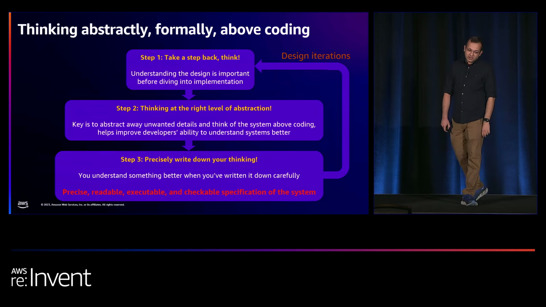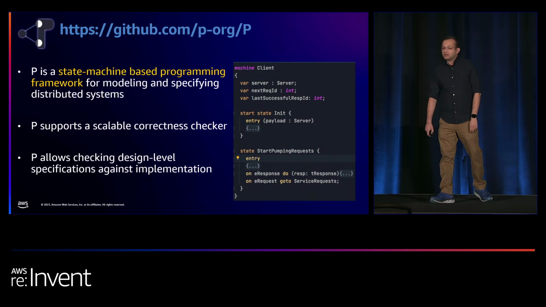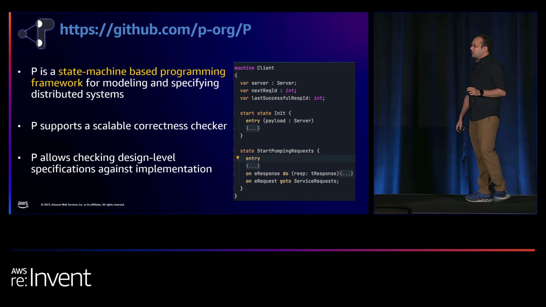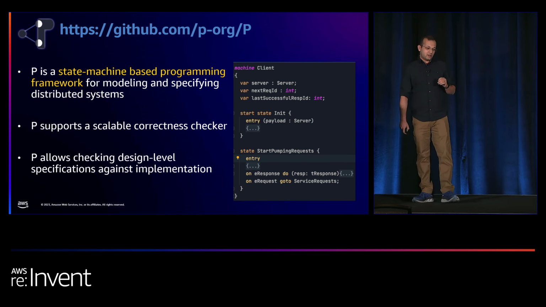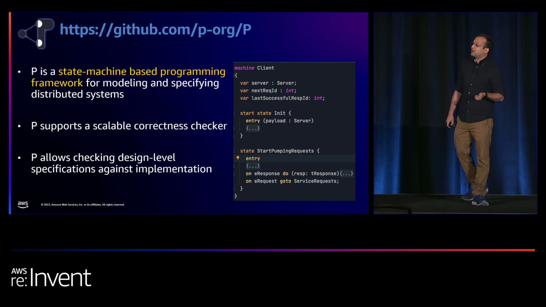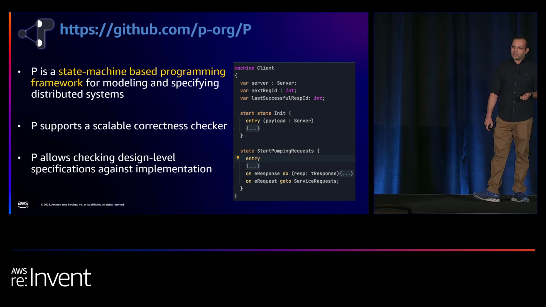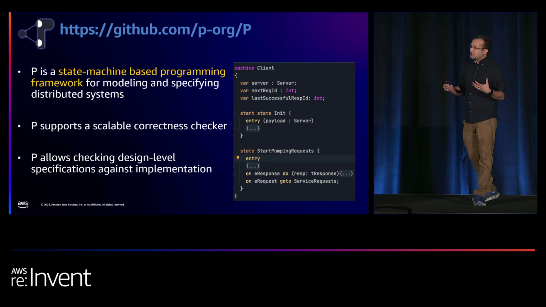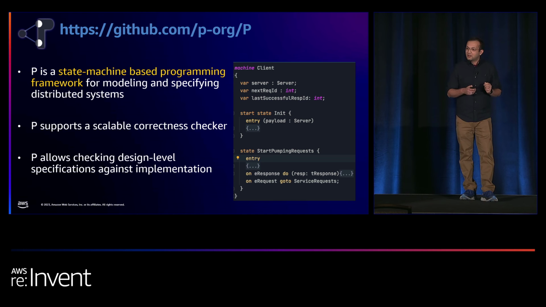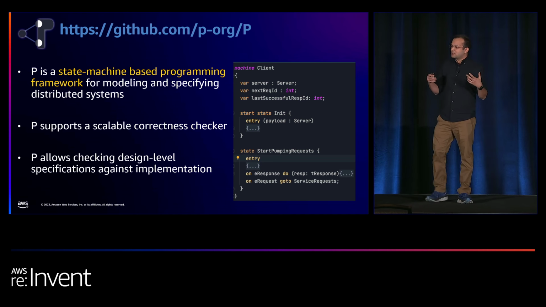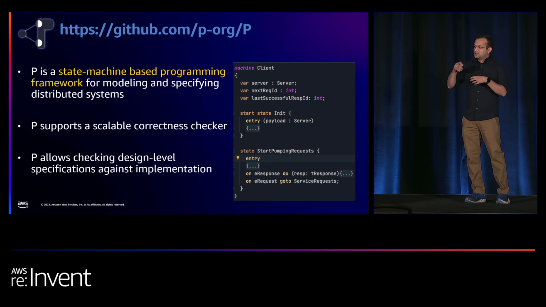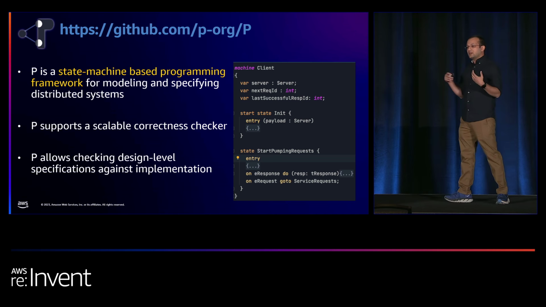And that's where we have been using P. Okay? So P is an open source programming framework available on GitHub. It's a programming framework for reasoning about distributed systems. P provides you a high-level state machine-based programming language where developers and system builders can express their system design as communicating state machines, which is how normally they would think about a distributed system design, right? So you can capture your system design as state machines that are communicating with each other by sending messages.